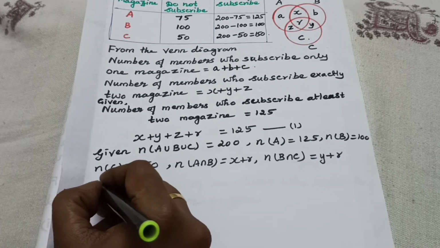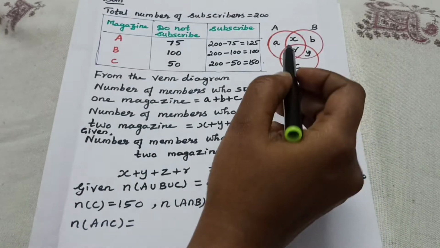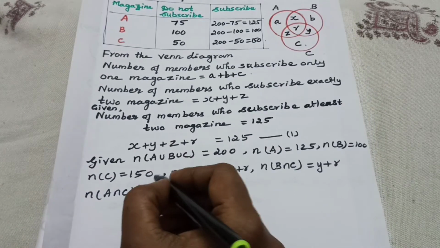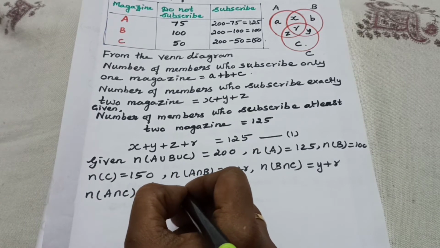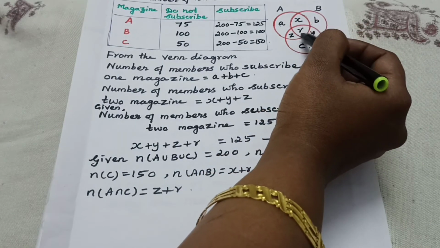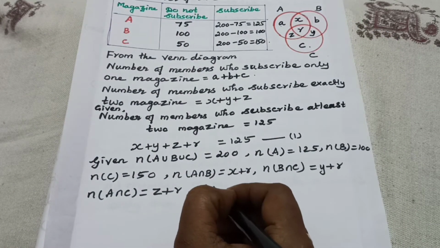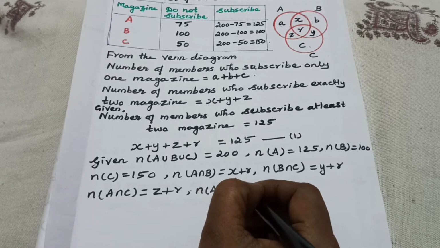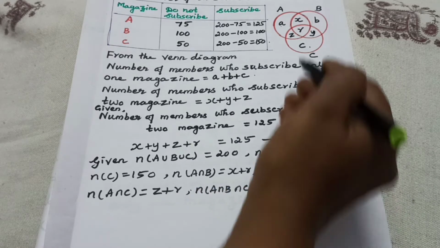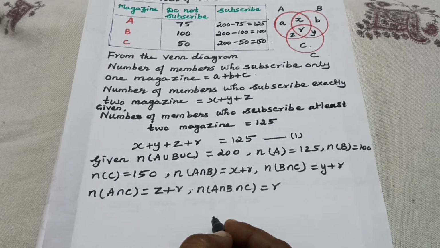Then n of A intersection C is what? Z plus R. Isn't it? These are the things here given, isn't it? Then one more also given now. Then n of A intersection B intersection C is equal to what? Also R. Okay, this much is given.